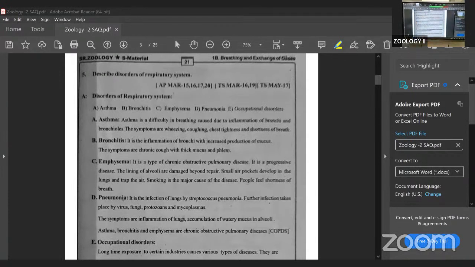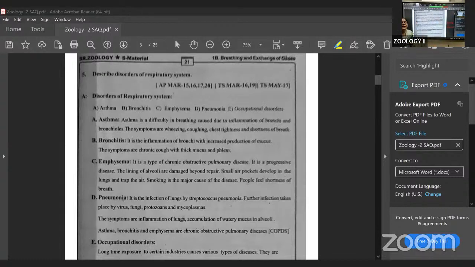First, we are going to discuss asthma. Asthma mainly affects the bronchi and bronchioles. Inflammation occurs, swelling occurs. Asthma is a difficulty in breathing, caused by the swelling and inflammation of the bronchi.